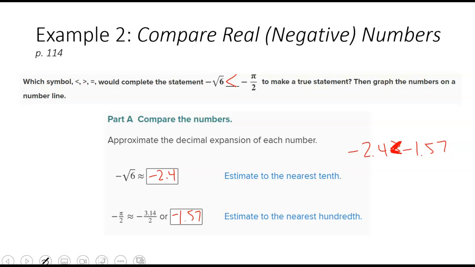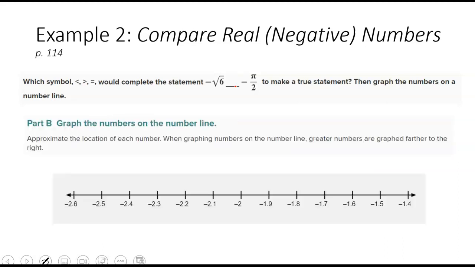And again, we can also graph these on a number line. So negative 2.4, you can see, is right here. Negative 1.57 would be about right here. Ooh, the other one disappeared. Oh, why do these keep disappearing on me? Interesting. So we can see that negative 2.4 is smaller than negative 1.57 because it's further to the left on the number line.